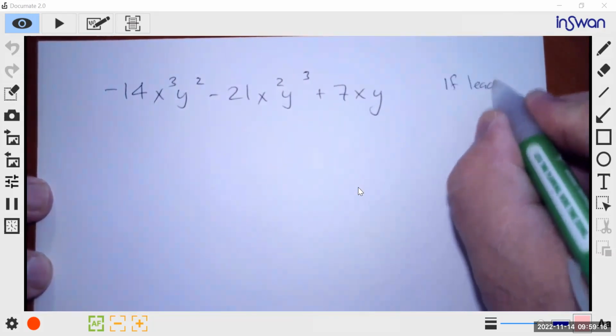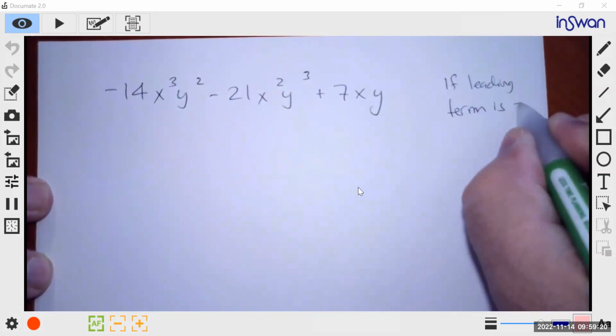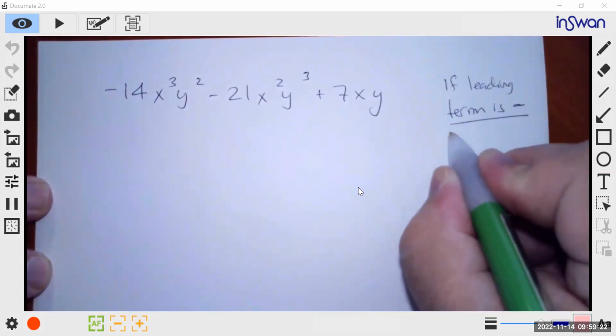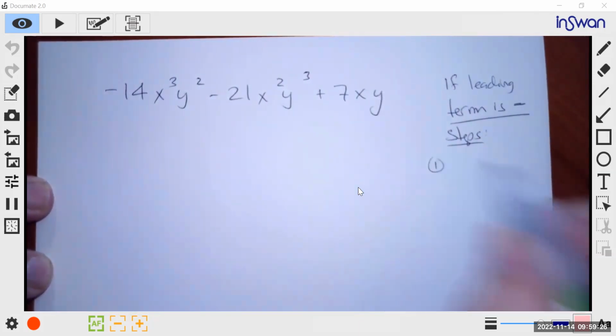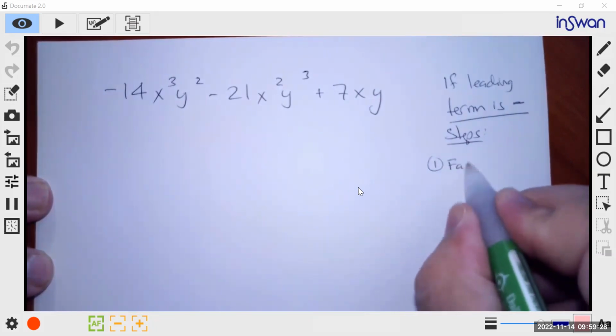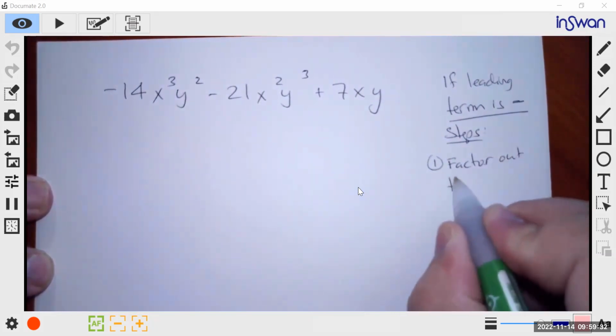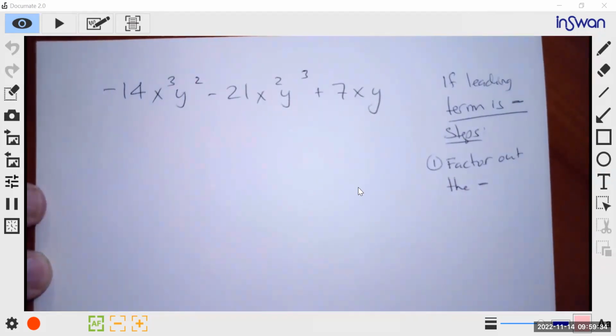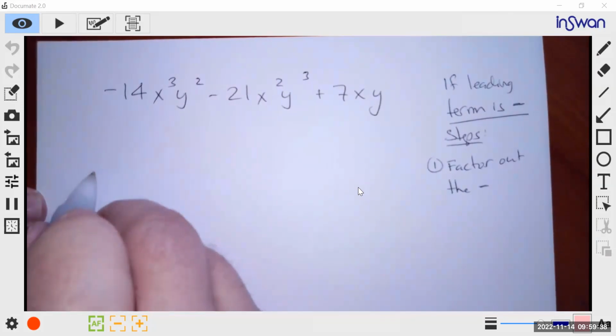If the leading term is negative, here are the steps. Factor out the negative. That's your first step. So we're taking out the negative.